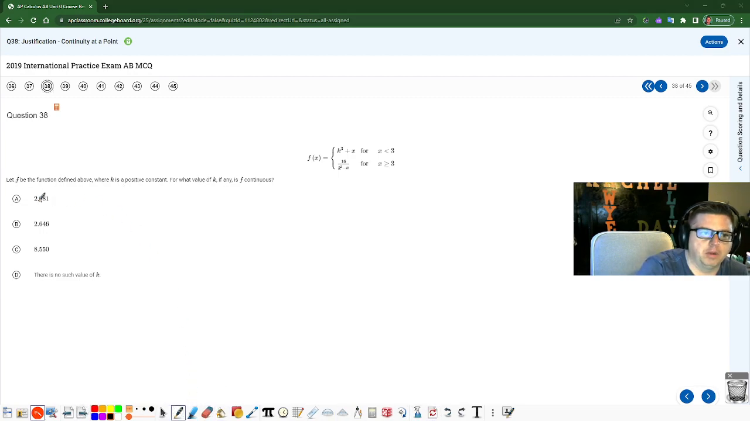Next. Let f be defined. Ooh, I didn't open anything. Oh, well, whatever. Let f be defined above where k is a positive constant. For what value of k, if any, is f continuous?